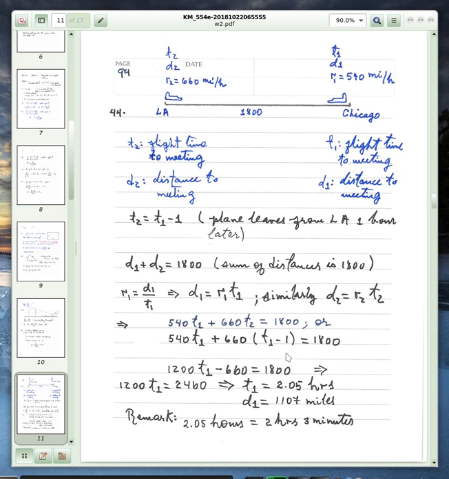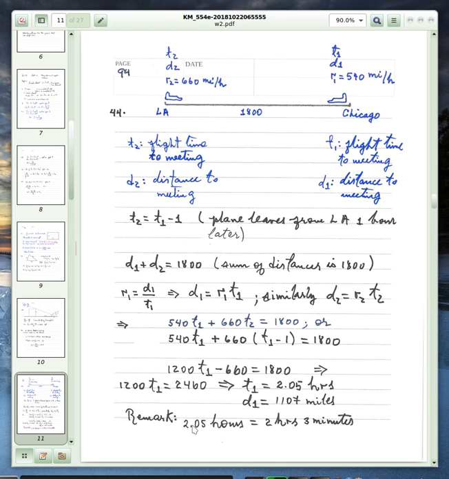So we solve it. I'm not going to get into the detail of how to solve it, because you know how to do this. Let's see, 540 plus 660, yep, 1200 t sub 1 minus 660. When you finish solving, you get that the first time t sub 1 is 2.05 hours. And the distance d sub 1 is 1,107 miles. How do I find the distance? I plug it in here: t equals 2.05 and r sub 1 equals 540. So I multiply the two and I get 1,107 miles.